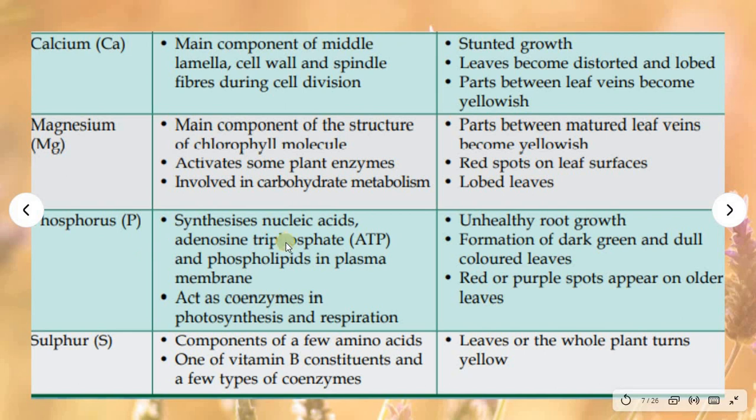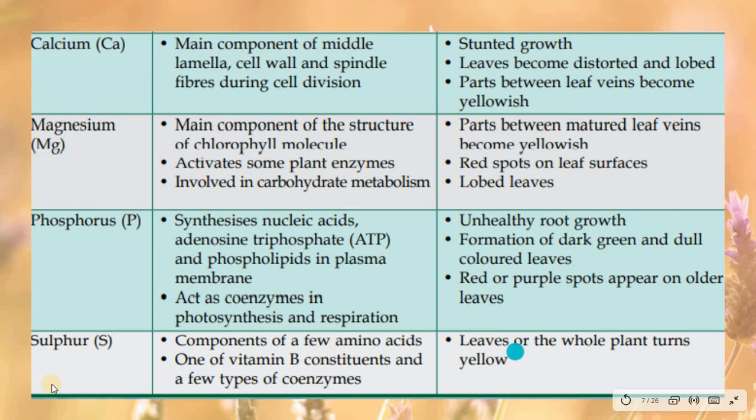Phosphorus synthesizes nucleic acid, adenosine triphosphate, and phospholipid in the plasma membrane, and acts as a coenzyme in photosynthesis and respiration. So what happens if the plant has less of the phosphorus? Unhealthy root growth, formation of dark green and dull colored leaf. Red or purple spots appear on all the leaf. That is the effect of the lack of the phosphorus.